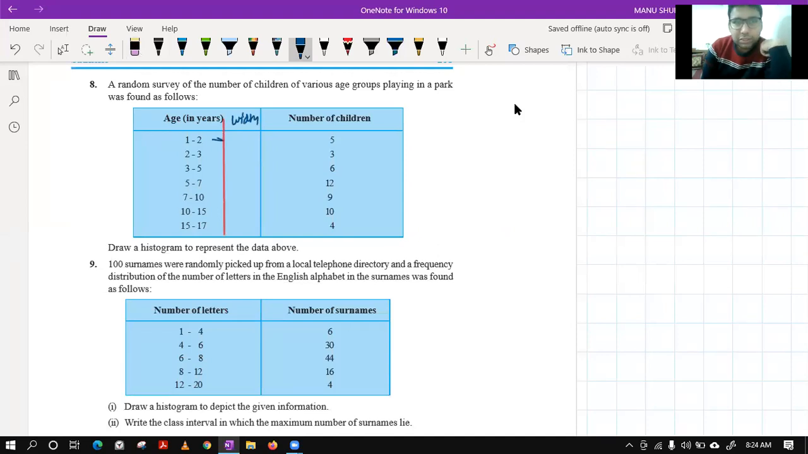The original width in the first case is 1. Here also the width is 1. Here the width is 2. Here the width is 2. Here it is 3. Then here it is 5.